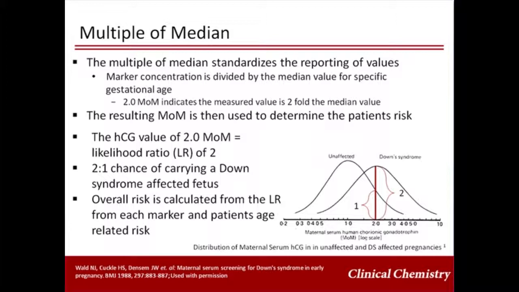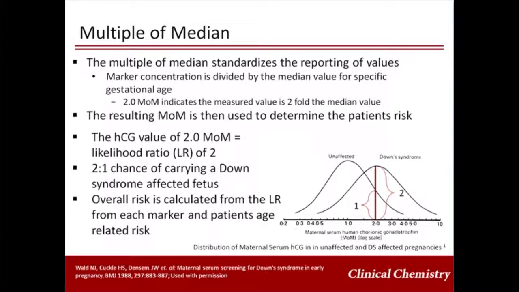Establishing a database for multiple of medians requires a large number of well-characterized singleton pregnancies that are known to be unaffected by chromosomal aneuploidy. The use of the multiple of median does not obviate the need for the establishment of a reference range by race and by platform for each week of gestation, but it does simplify the reporting of values. Converting a serum marker value into a multiple of median is simply done by dividing the obtained value by the gestational age specific median value for the analyte to be reported. The calculated multiple of median value can then be used to determine the likelihood ratio for carrying an affected fetus.